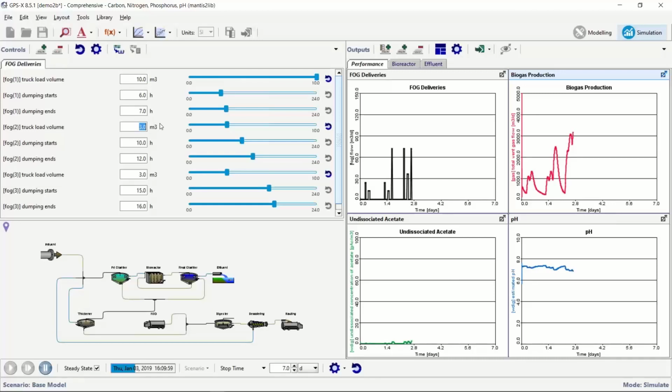So I'm going to push that all the way over to 10, just to make it like an extreme situation here. Oh, by the way, you can start to see that even when we did those 3 of them back to back here, we're starting to get some accumulation of acetate. And so the next time this comes around, we're going to have 3 really big loads of 10 cubic meters each. And I think that should kind of push us over the cliff at that point.